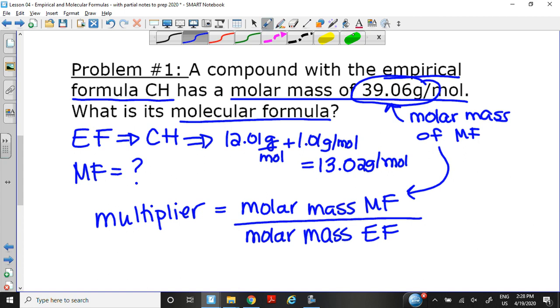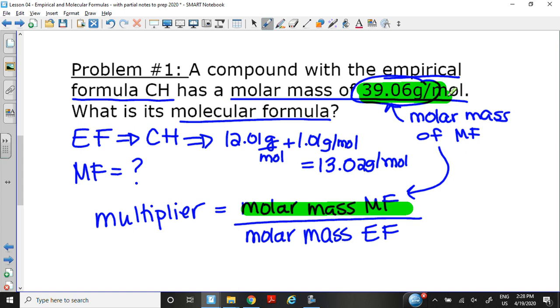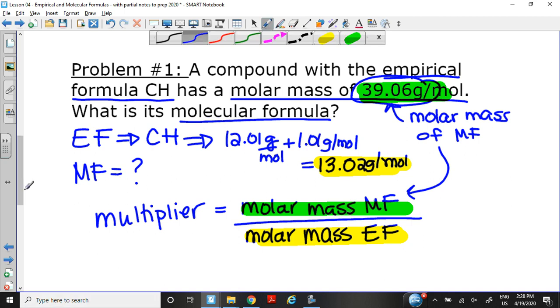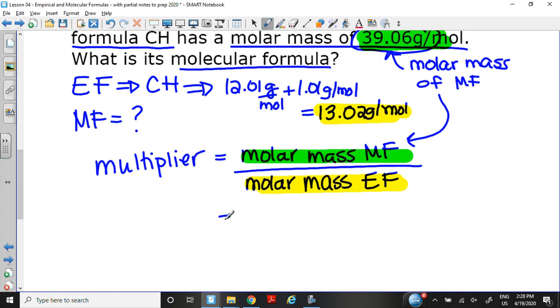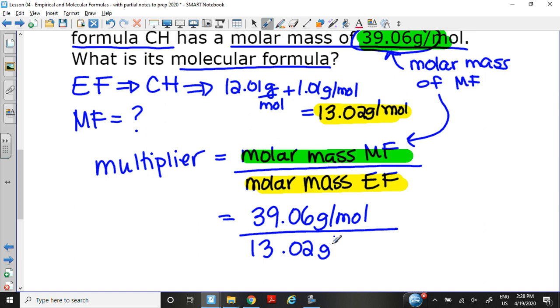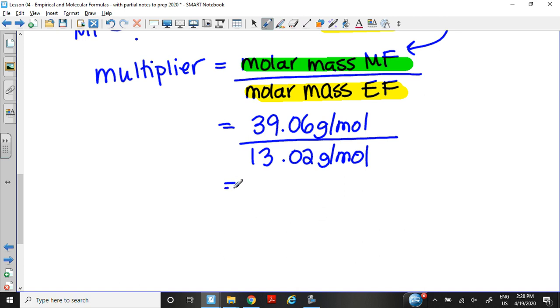So the number that we're going to put on the top is this one here, and the number that we're going to put on the bottom for our empirical formula is the one we calculated because we had the formula to calculate it. So let's go ahead and put those ones in. 39.06 grams per mole, and we're going to divide it by 13.02 grams per mole. And when we do that, this is a nice easy number, it comes out to be 3. So what it means is this is our multiplier number. Our empirical formula is 3 times smaller than our molecular formula.